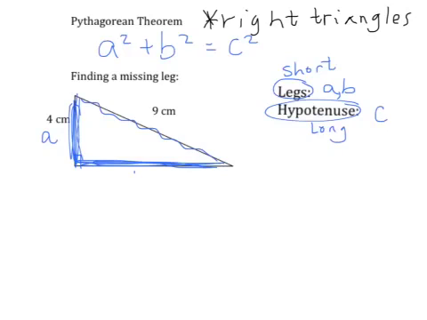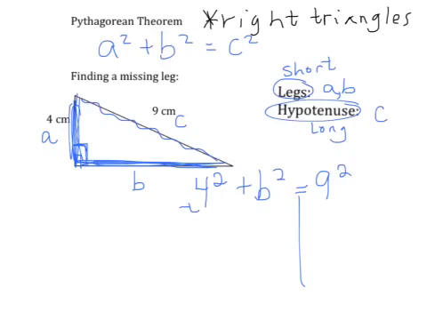So I'll say that 4 is a, and b is the side that's missing, and 9 is the long side, that's the hypotenuse. And I can tell because it does not touch the right angle. So putting the values into the Pythagorean theorem, I would now have 4 squared plus b squared equals 9 squared.